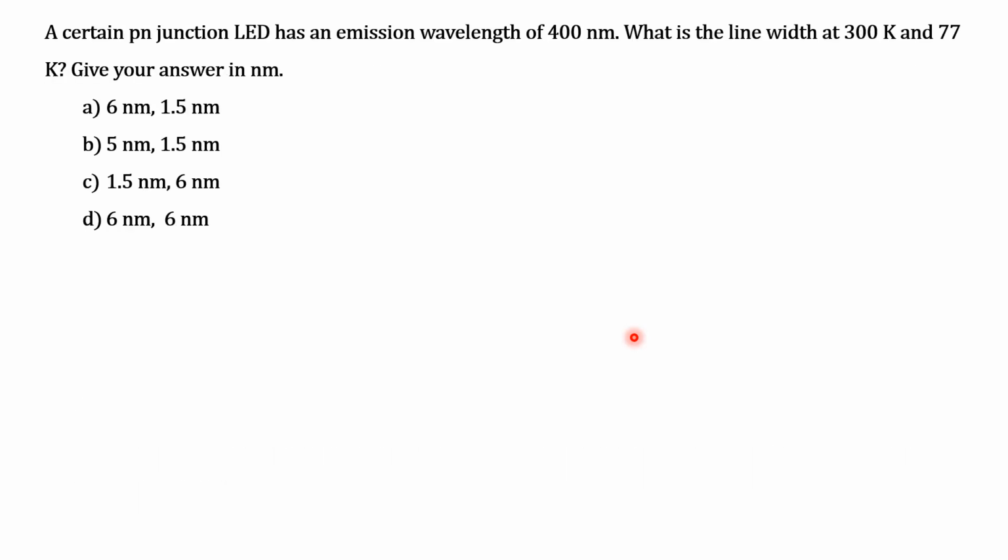Next, a certain PN junction LED has an emission wavelength of 400 nanometers. What is the line width at 300 Kelvin and 77 Kelvin? So please do the work out and let me know.